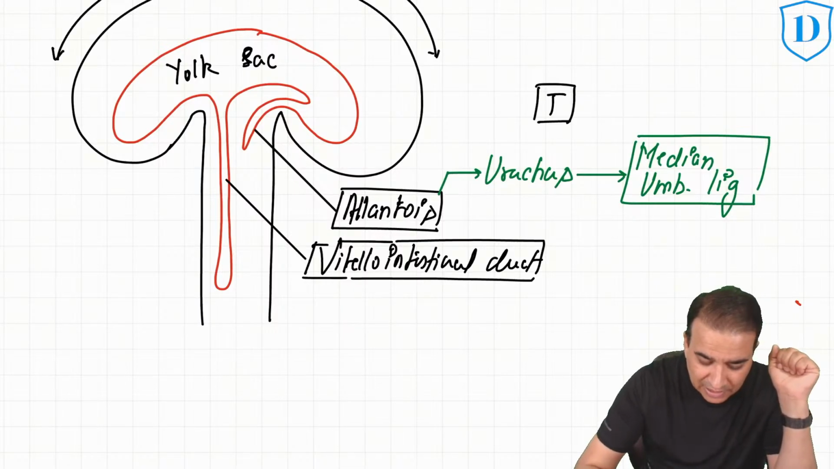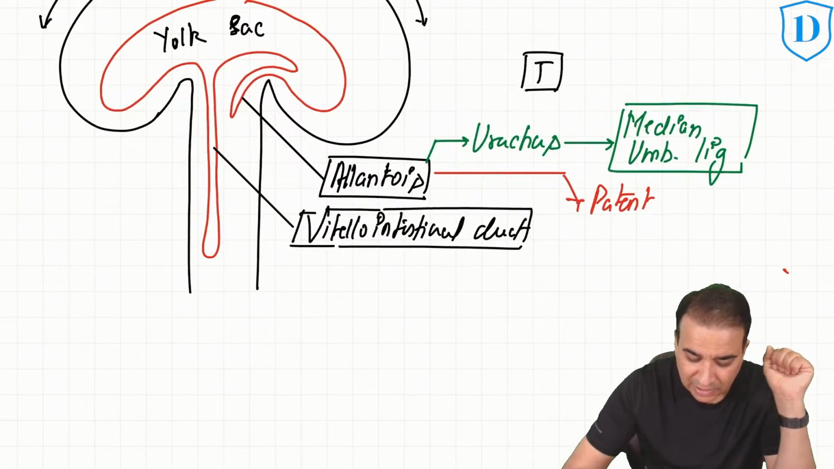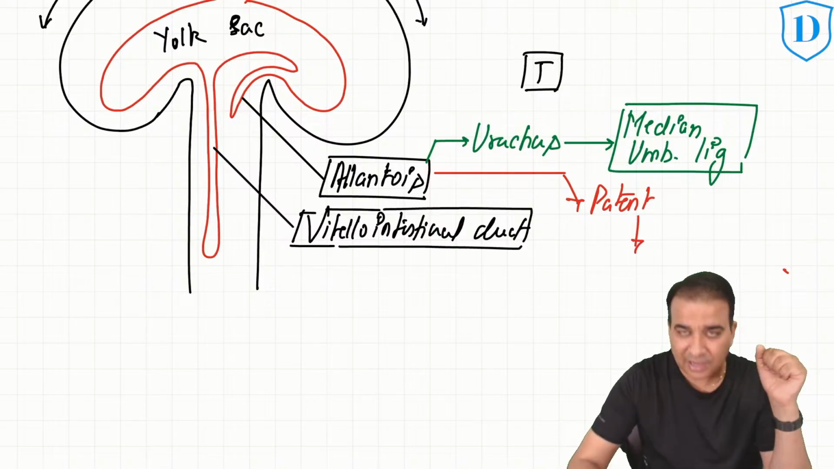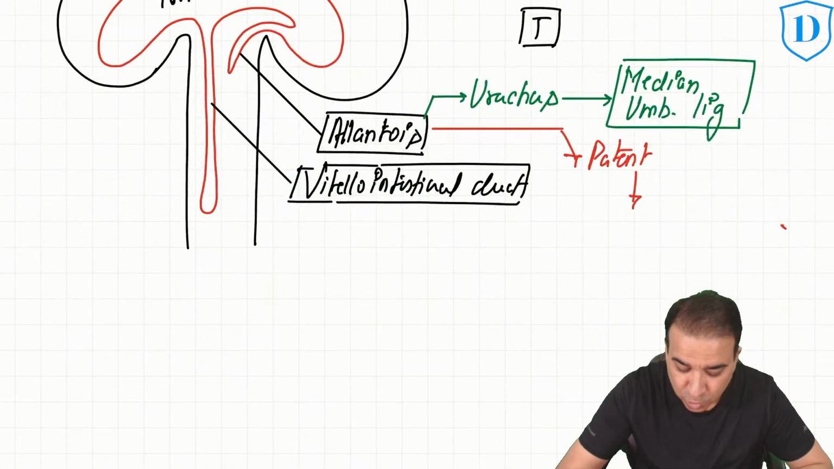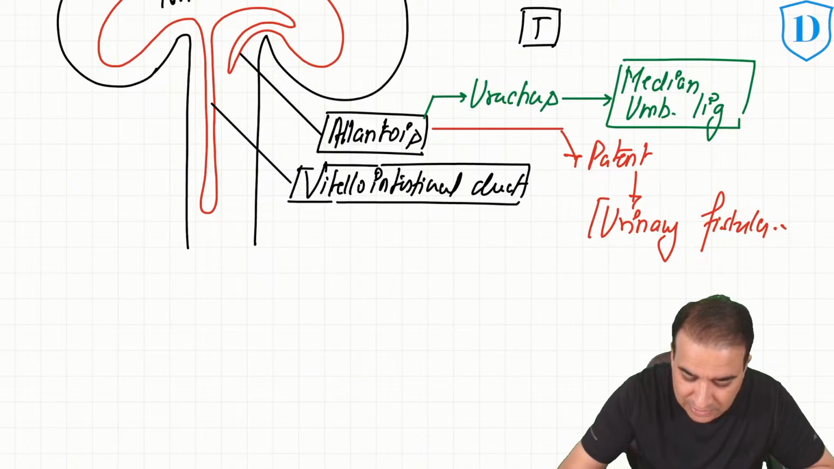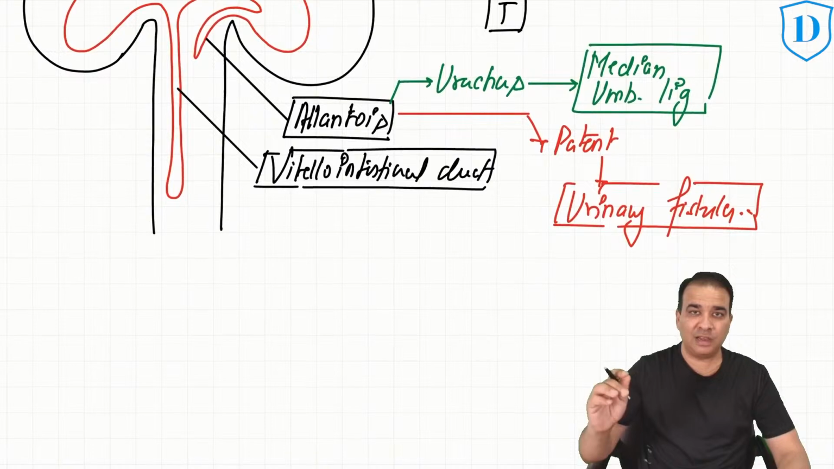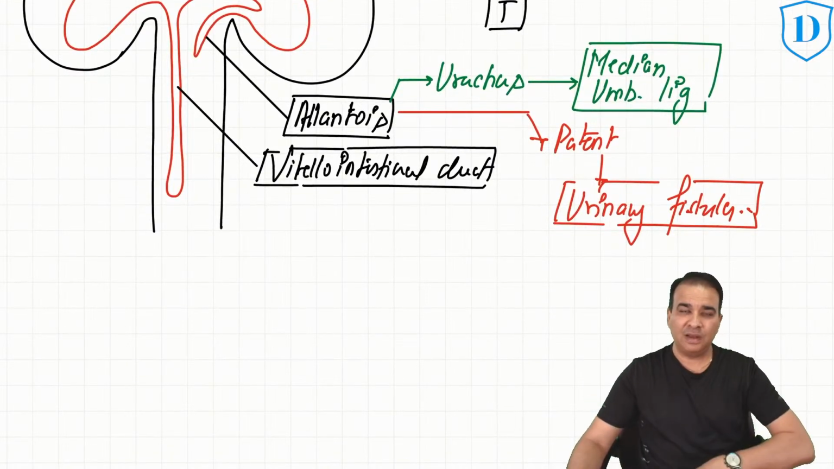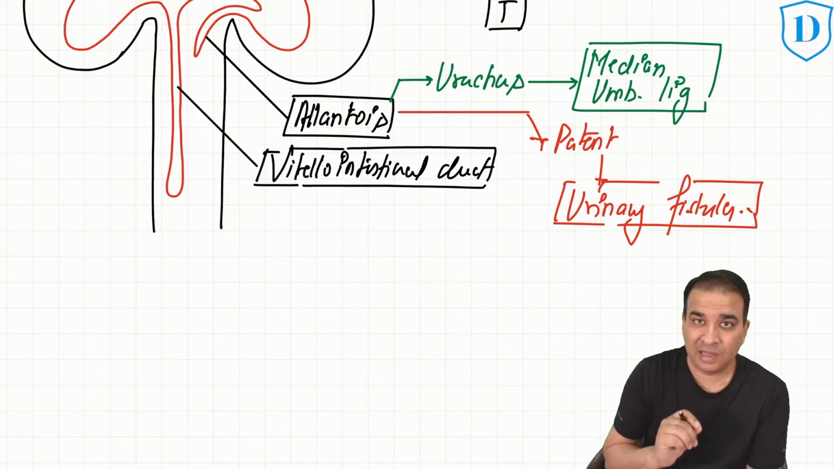Abnormal condition क्या है कि allantois अगर बंद नहीं हो, अगर allantois patent रहेगा. If allantois is patent, then what you will see, it will form a direct connection of the urinary bladder to the umbilicus, and that is urinary fistula. There will be urinary fistula, guys. Obviously, if it is patent, so instead of forming the median umbilical ligament, it is directly communicating the bladder to the umbilicus, that is a urinary fistula. So urine can be seen coming out of the umbilical opening.